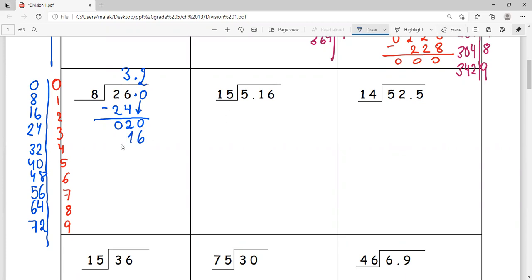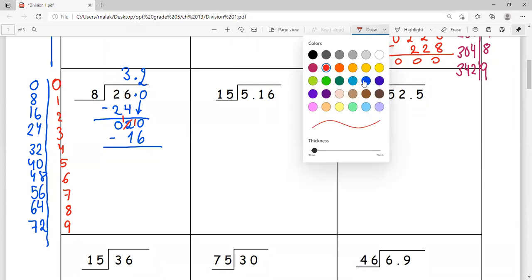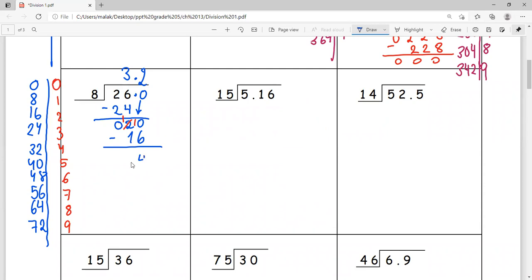Okay, continue. We have to borrow from the 2. Yes. 10 minus 6. It is 4. Then how do we continue? We'll put another 0. Okay, 40. Yes, we have 40 from the 5. Bravo, Dana. Excellent. So the quotient is 3.25. Okay, thank you, Dana.